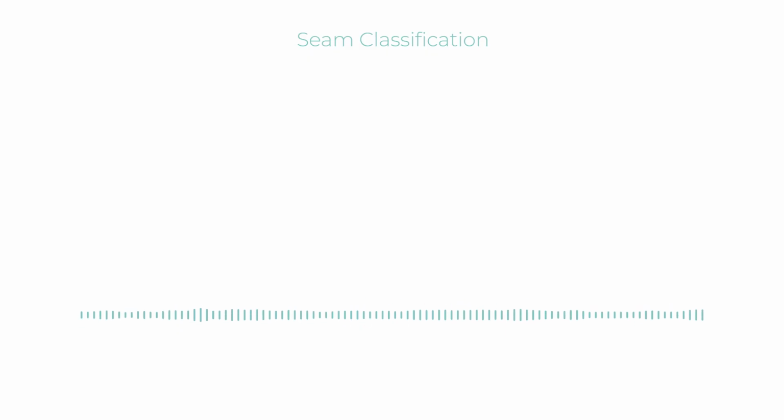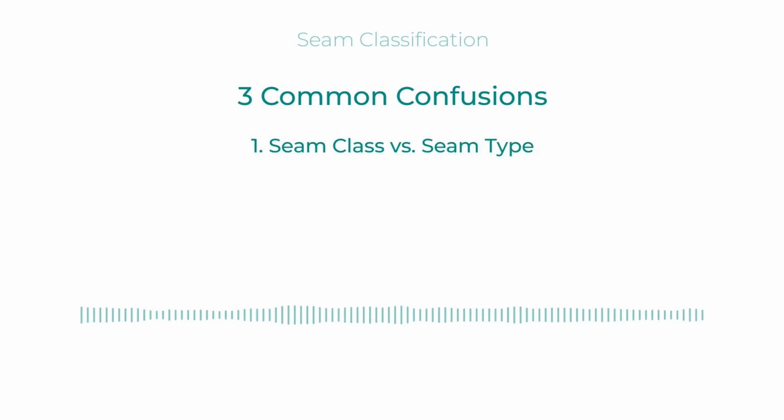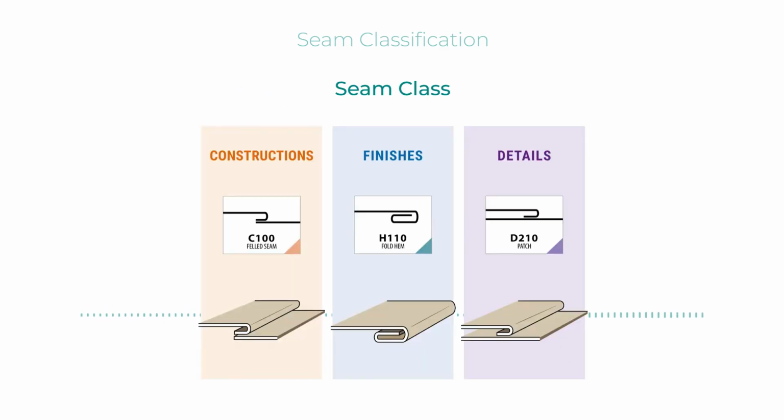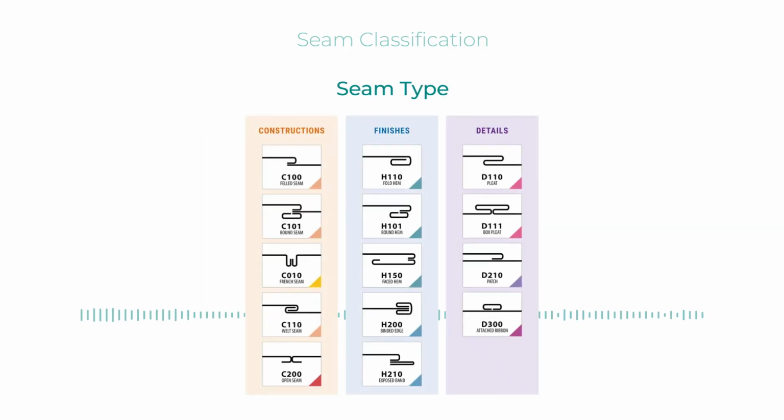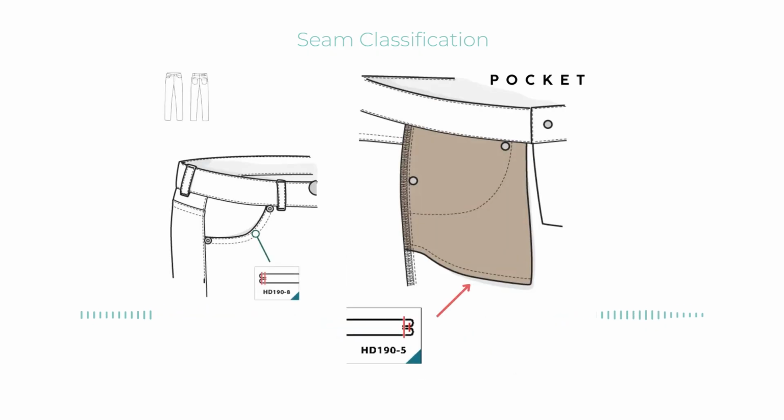Let's clear up the three specific confusions that seem to cause the most chaos between the studio and the factory floor. The first one, seam class versus seam type. People use these interchangeably on a daily basis. They really do. But they represent entirely different levels of magnification. A class is the broad group. Finish is a seam class. A type is the specific seam inside that broad group. The felled seam, C100, is a specific type that belongs to the construction class. You have to specify the type.